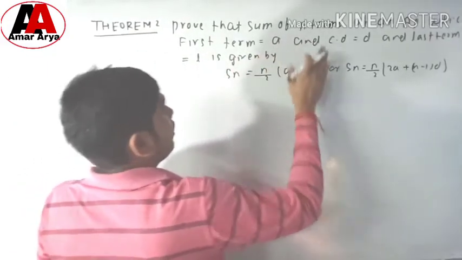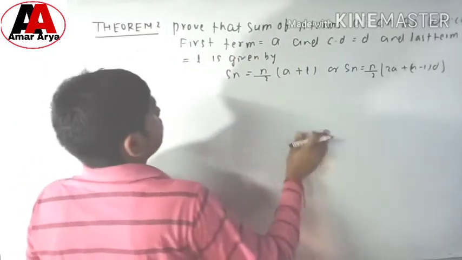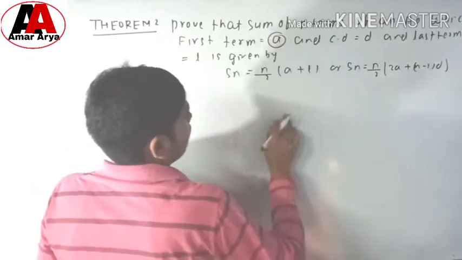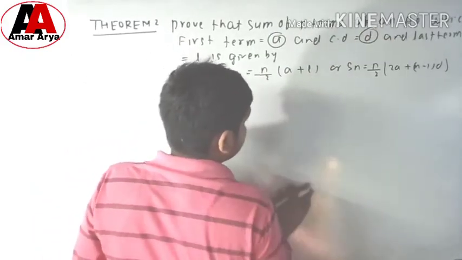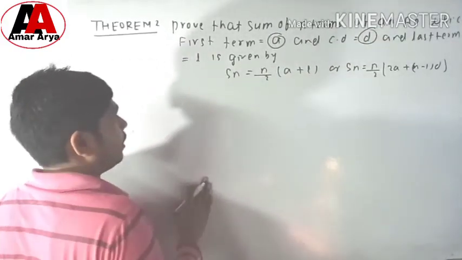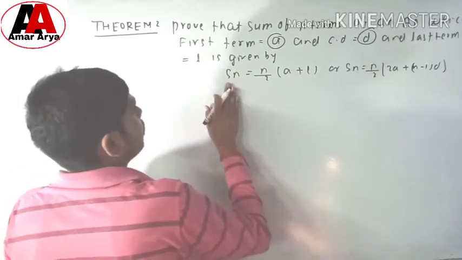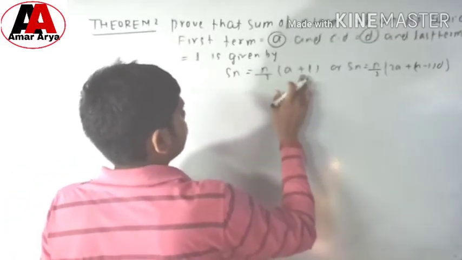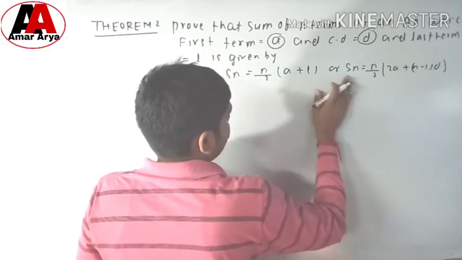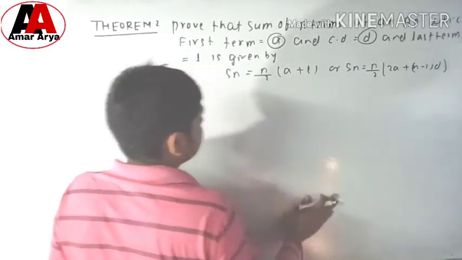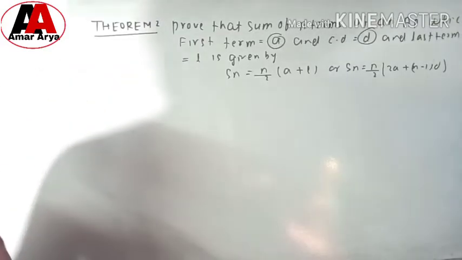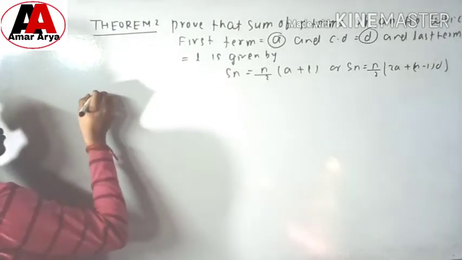Prove that the sum of n terms of an AP, with first term A, common difference D, and last term L, is given by Sn equals n by 2 (A plus L), or Sn equals n by 2 (2A plus (n minus 1) into D). So I am going to prove this theorem.